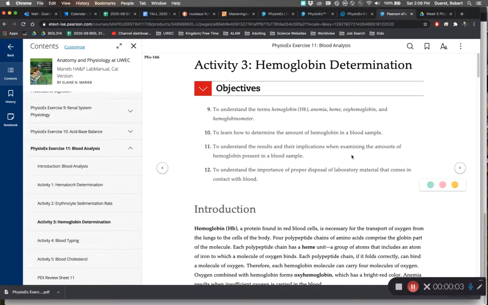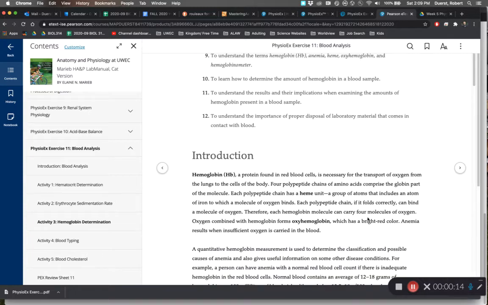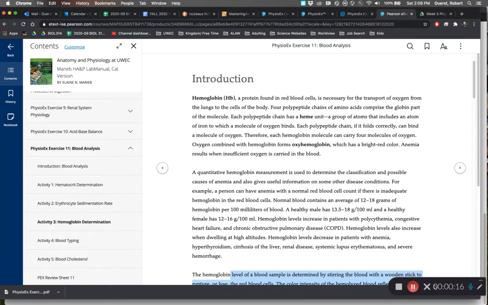Hi class, in this recording we'll be focusing on PhysioEx exercise number 11, activity number 3. And as we're looking at this activity, we're going to be focusing on the amount of hemoglobin in the blood. To determine the amount of hemoglobin in the blood, a device that shines light through the blood is used.